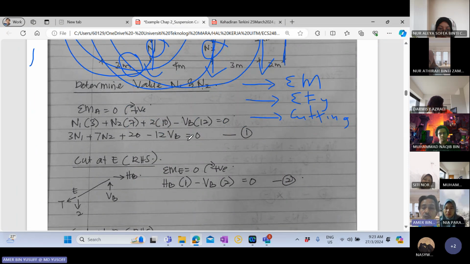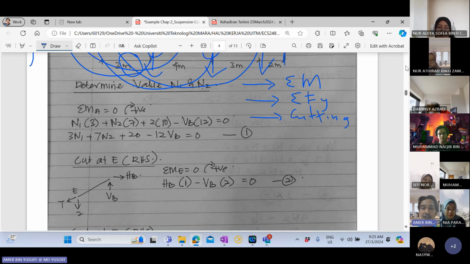So you got this equation. This question is a bit tricky because N1 and N2 are unknown, so you get it in the form of an equation. Then we try to get another equation. Let me do the cutting at E.